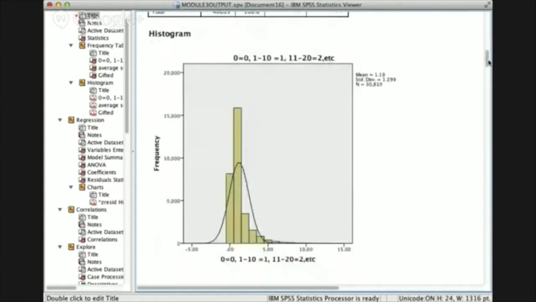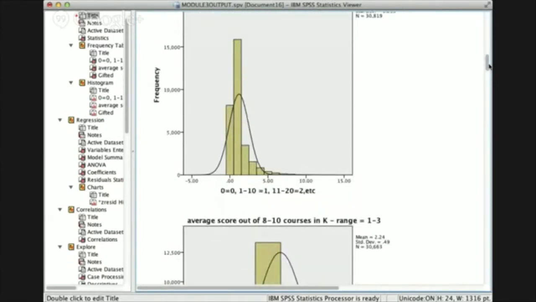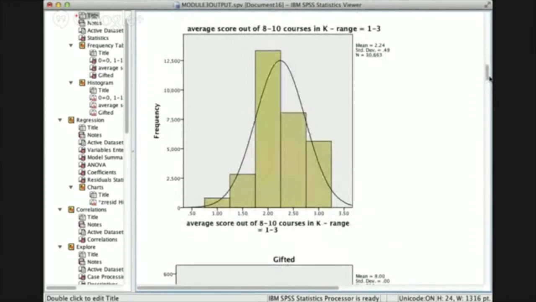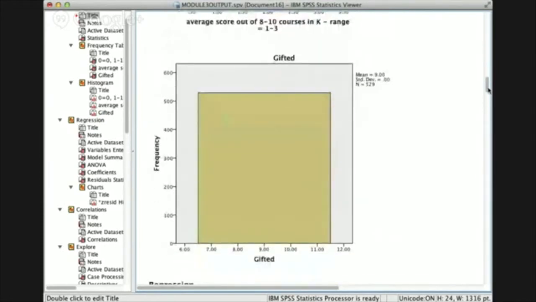All right, and then here are the data displays for tardiness. So again, you can see that a lot of kids are tardy between 1 and 10 times or 0 times, and then it kind of goes off in the positive skewness direction. And then your mean for grades. Again, most people get about a 2, which is what we saw on the graphs. And then gifted, because you either are or you aren't, makes it really easy.